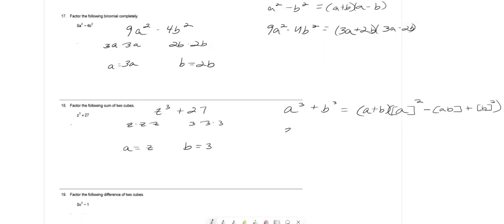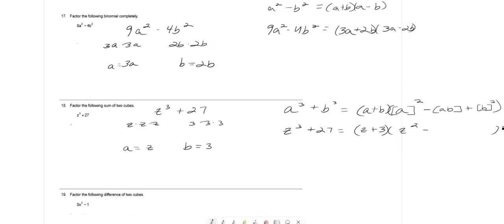So we're going to go over here and plug those values into the sum of cubes formula. So for my a plus b, I'm simply going to write z plus 3. And then we go over to the rest. We have a to the second power, so our a is z. When I square z, that will be z squared, minus, next I multiply a times b together. So a is z and b is 3, right?